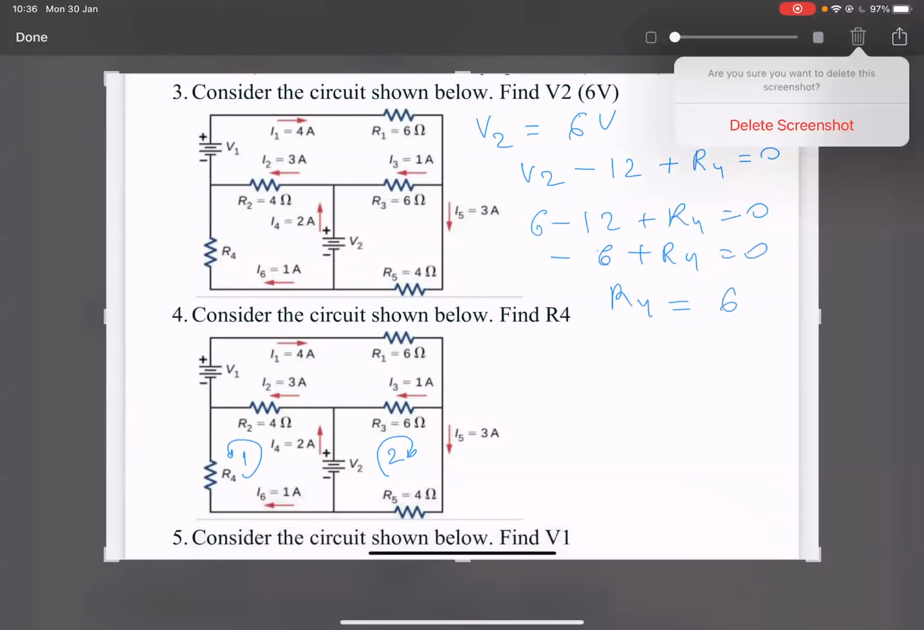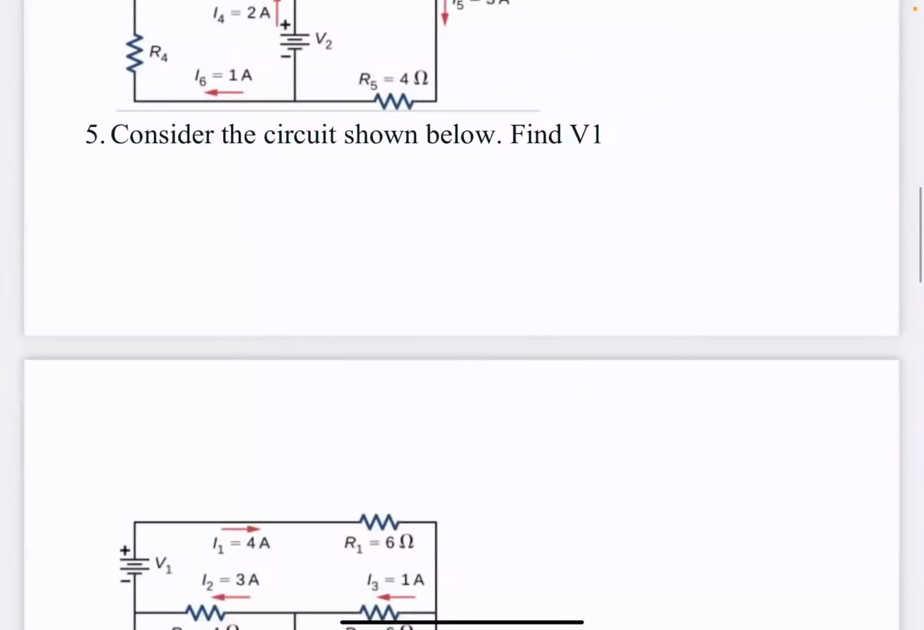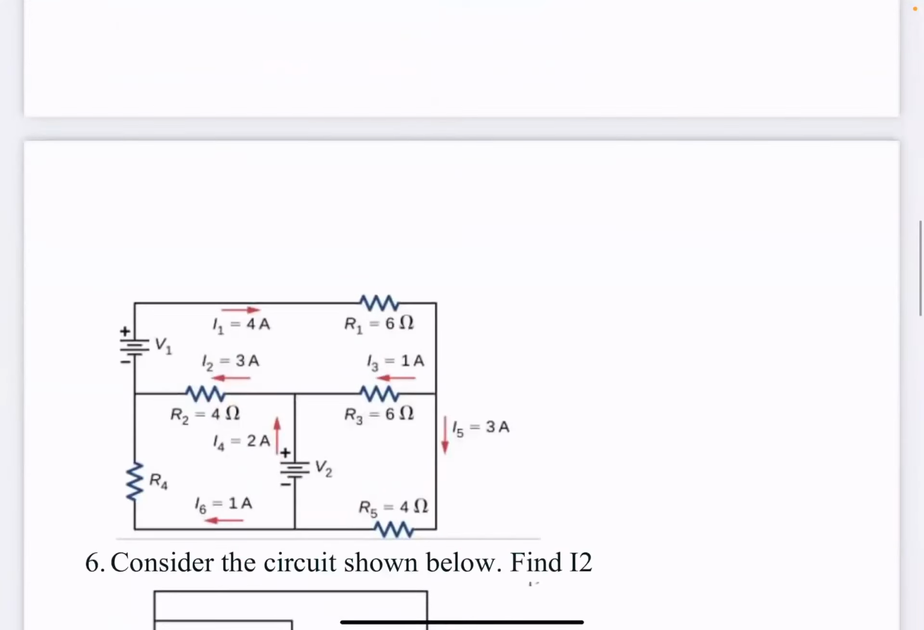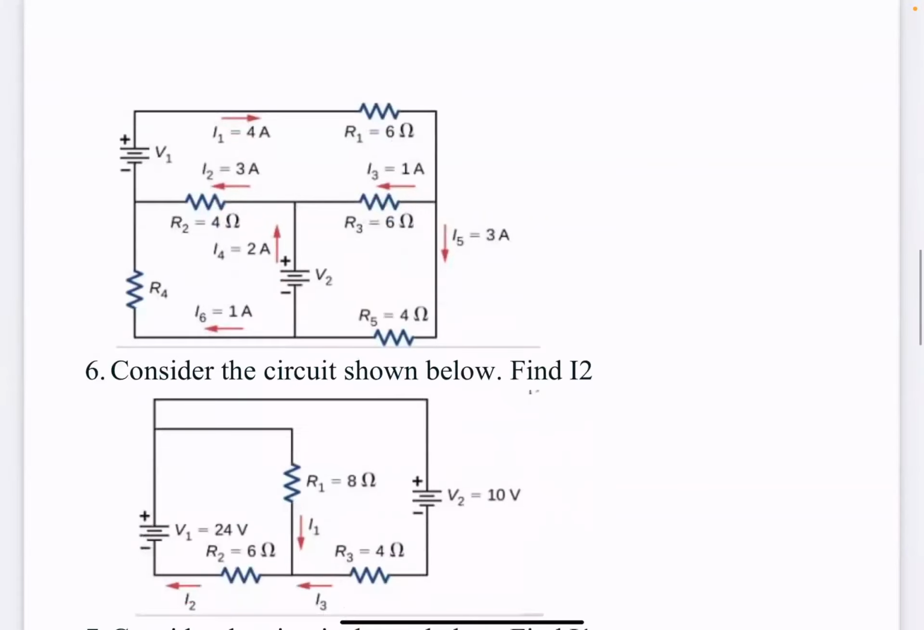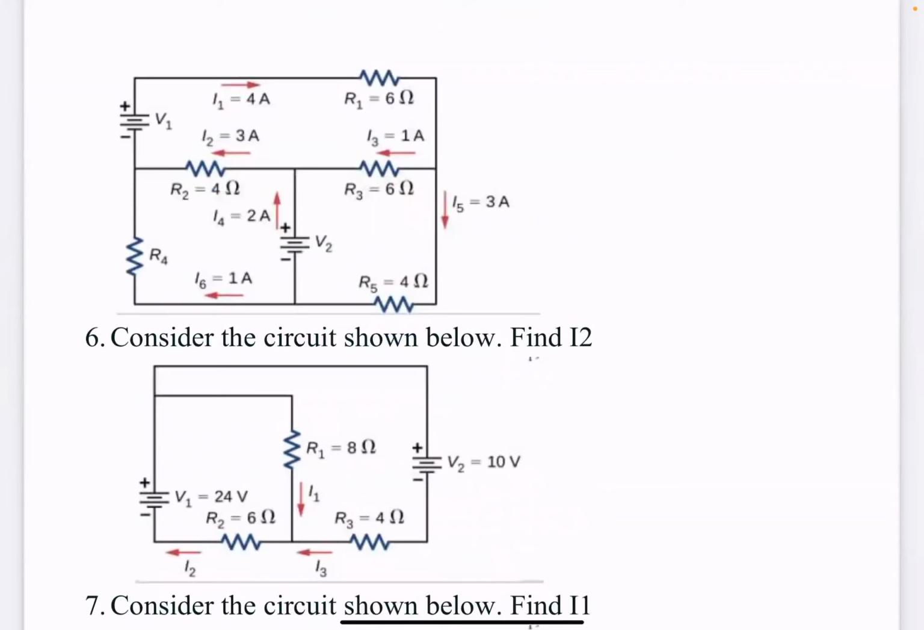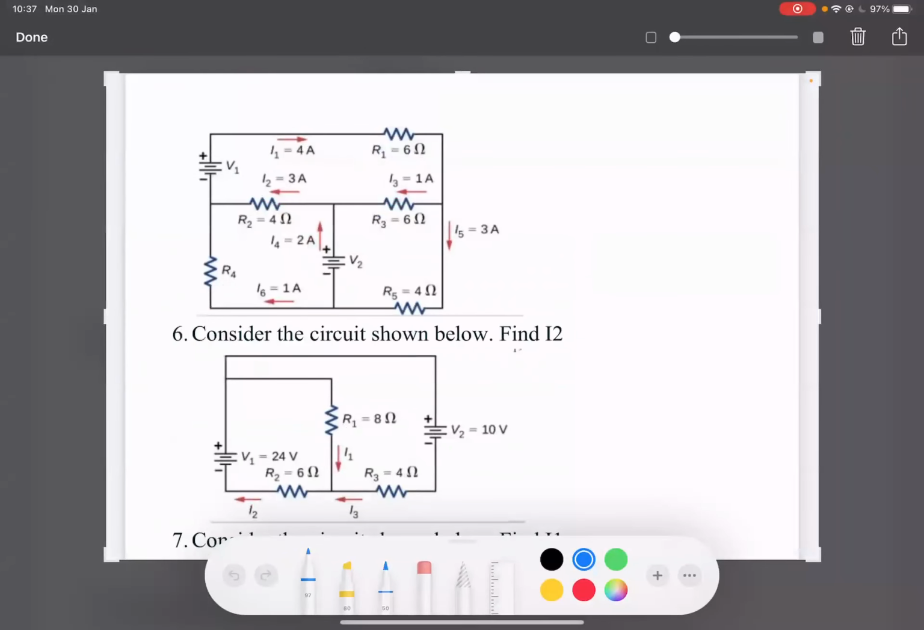Okay, let's move on then. Problem number 5. We have to find V1. This time I have to check your understanding. Let me start doing it and make a screenshot. So we have to find V1, correct? Now, how should I draw the loop? Clockwise or counterclockwise? Clockwise.